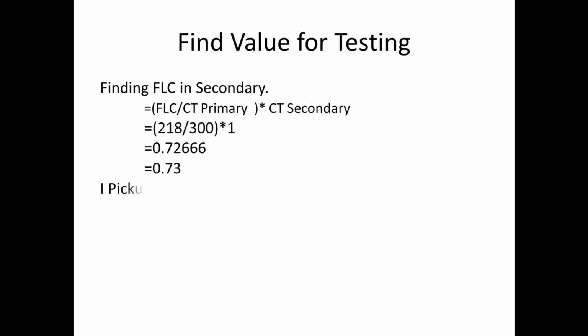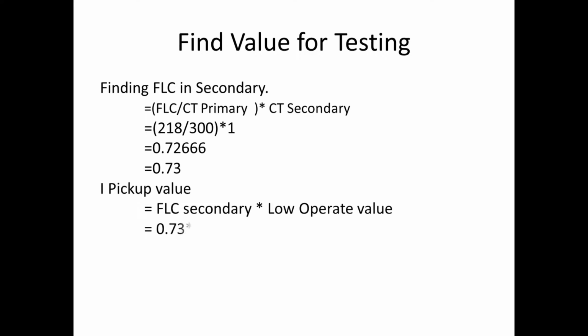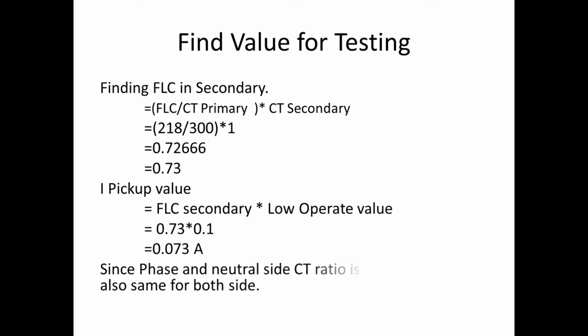Now I am going to find the value for I pickup. For finding I pickup, that is nothing but full load current secondary into low operating value, which is equal to 0.73 into 0.1, that is 0.073 amps. Since phase and neutral side CT ratios and matching factors are the same, the I pickup for both sides is also the same.